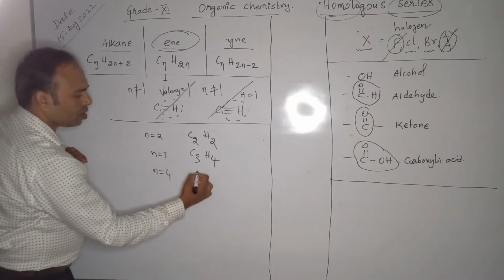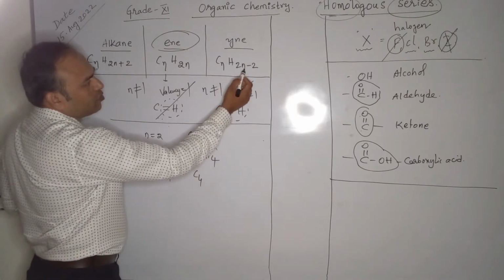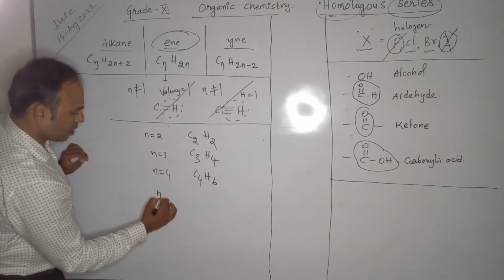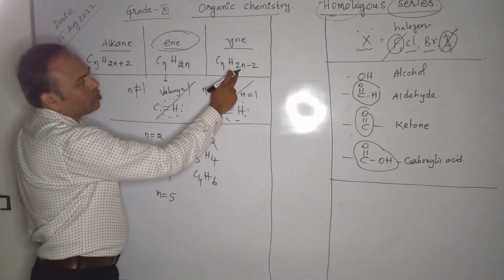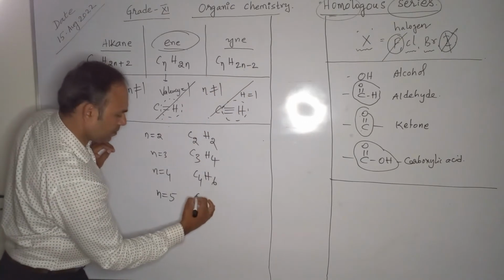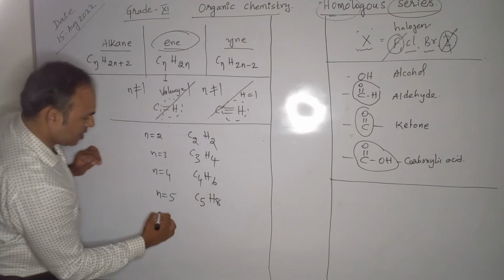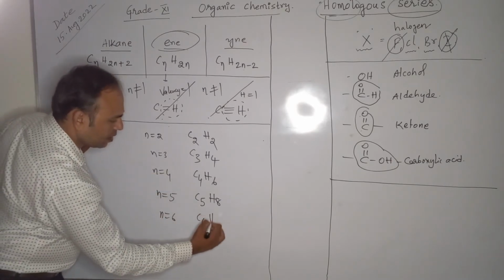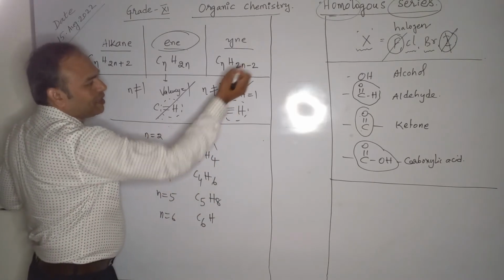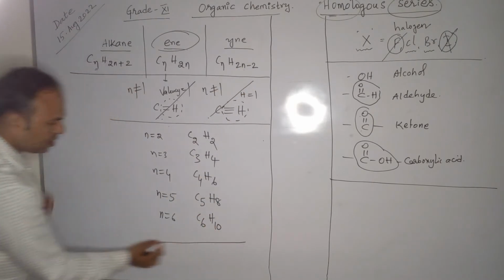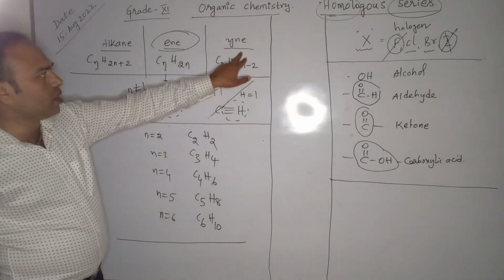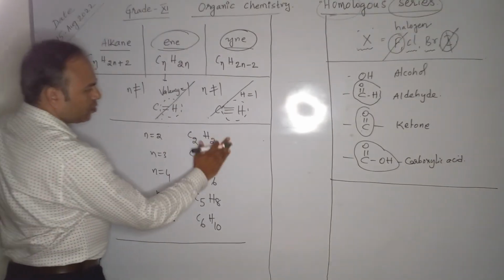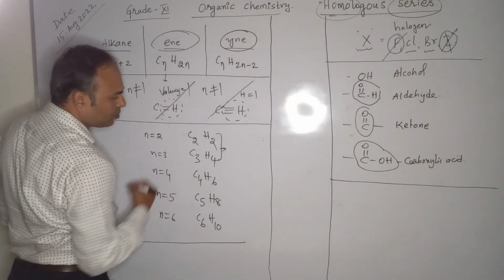N is equal to 4. So 2 into 4, 8, 8 minus 2, that is 6. N is equal to 5. So 2 into 5, 10 minus 2, 8. Last one you can take, so you can continue also. N is equal to 6, C6H, 2 into 6, 12 minus 2, 10. So this is about the series of alkyne. Now find the difference between the successive members.